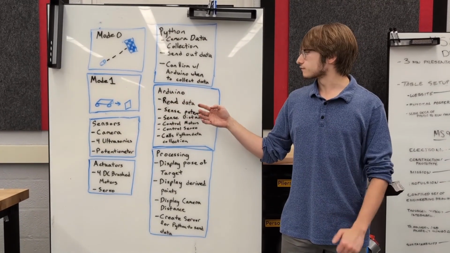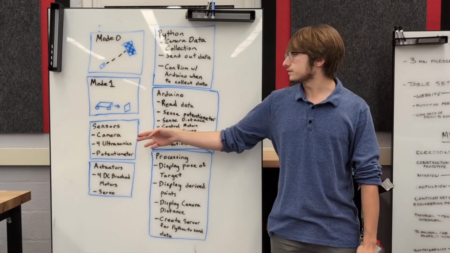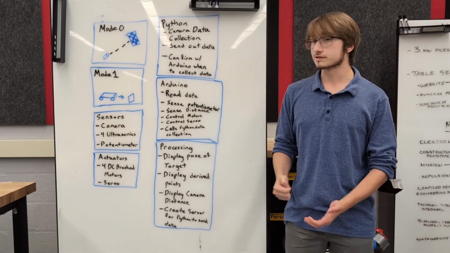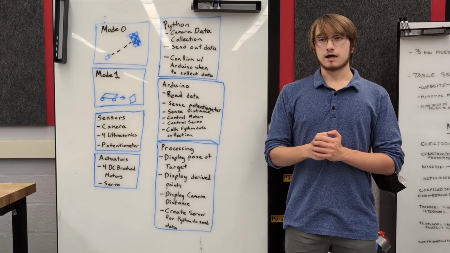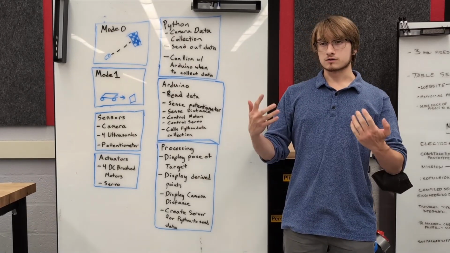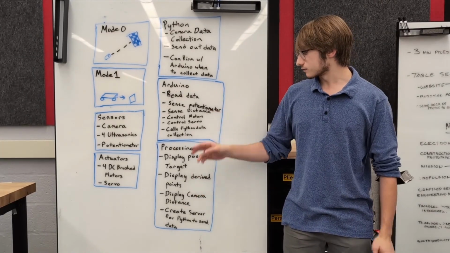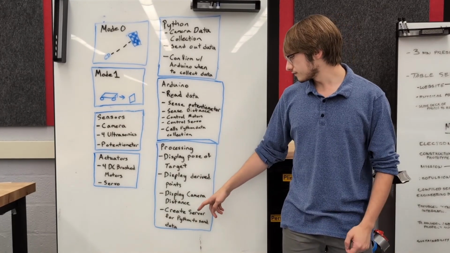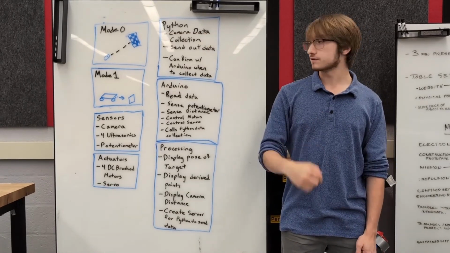And so what is Arduino doing? Well, it first reads the data, of course. It also senses the potentiometer, which switches between the modes. It senses the distance using the ultrasonics. And it controls the motors, controls the servo, and of course calls the Python data collection. The processing displays the pose, both the orientation and the position of the target, and it displays a derived distance, essentially, and the points that the camera is seeing. The camera distance is displayed in processing in the bottom left, and it creates a server for the Python script to send the data to.